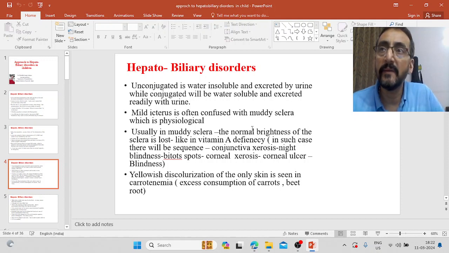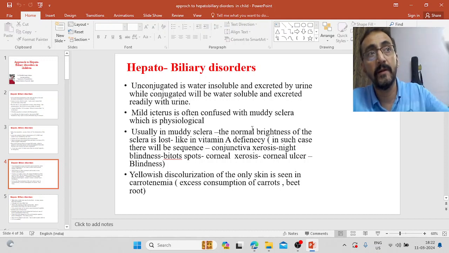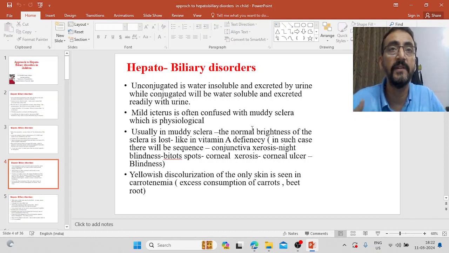Similarly, sometimes dull sclera can also be seen in vitamin A deficiency. In vitamin A deficiency, it is usually related to the eye, but the yellowish or muddy appearance of the sclera is not a sudden process. It is a very gradual process. It takes its own time. There are steps in how a vitamin A deficiency leads to different problems. I think you may know that.